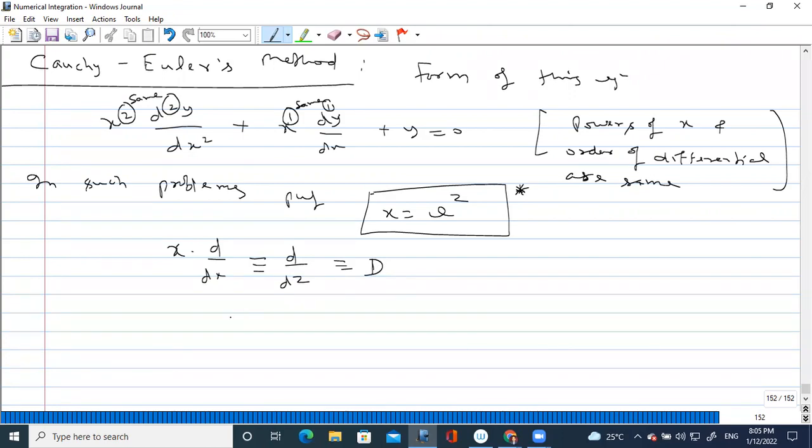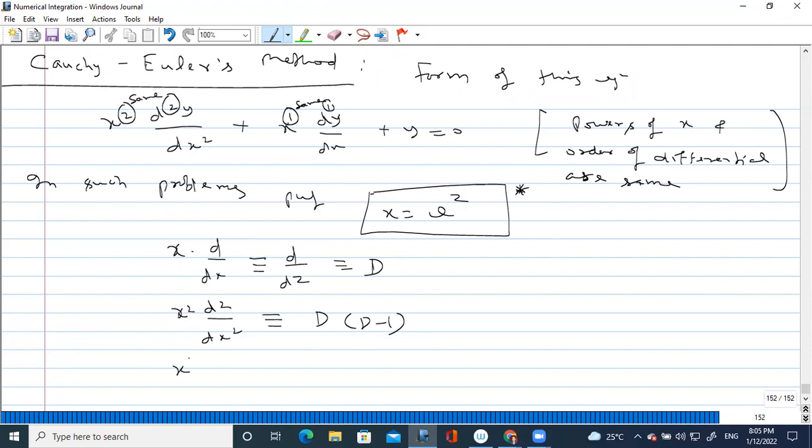Now next is x square d2 over dx square, that will be working as D into D minus 1. This is the replacement.